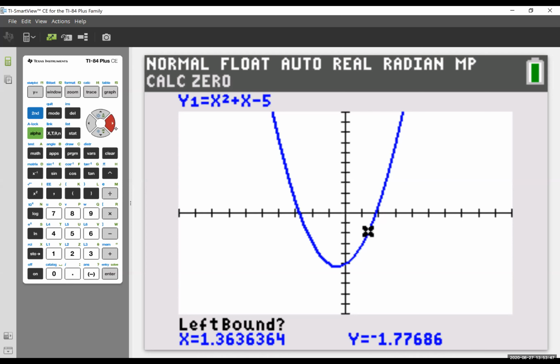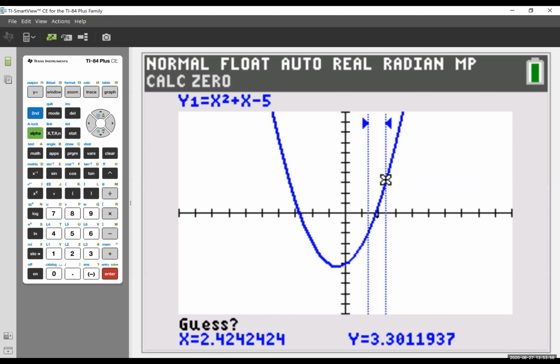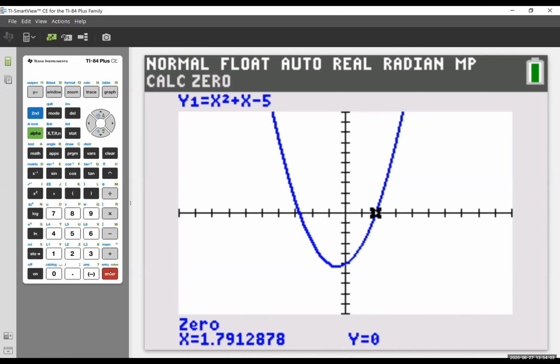There we have our left bound. Press enter. Move your cursor so that you have a right bound. Press enter. And now you have isolated where your 0 would be. Make the TI guess, so press enter one more time. And what we do have at this point is our other 0.